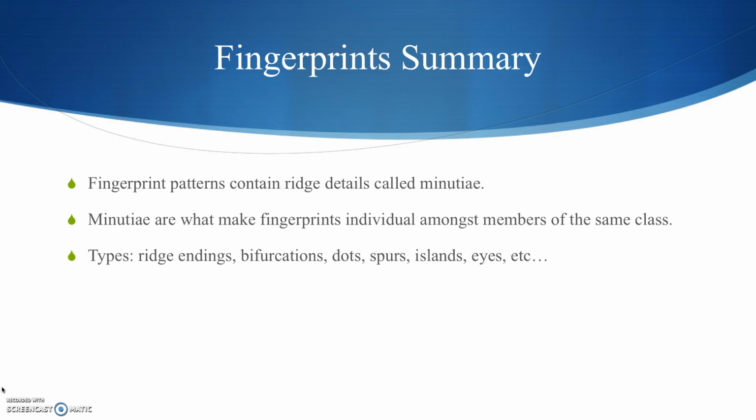Fingerprint patterns contain ridge details called minutiae. Minutiae are what make fingerprints individual amongst members of the same class. There are different types of minutiae including ridge endings, bifurcations, dots, spurs, islands, eyes, etc. Fingerprint identification involves a comparison between known prints and questioned prints. Computer databases such as IAFIS have helped fingerprint analysts by filtering out prints that do not have similar minutiae.